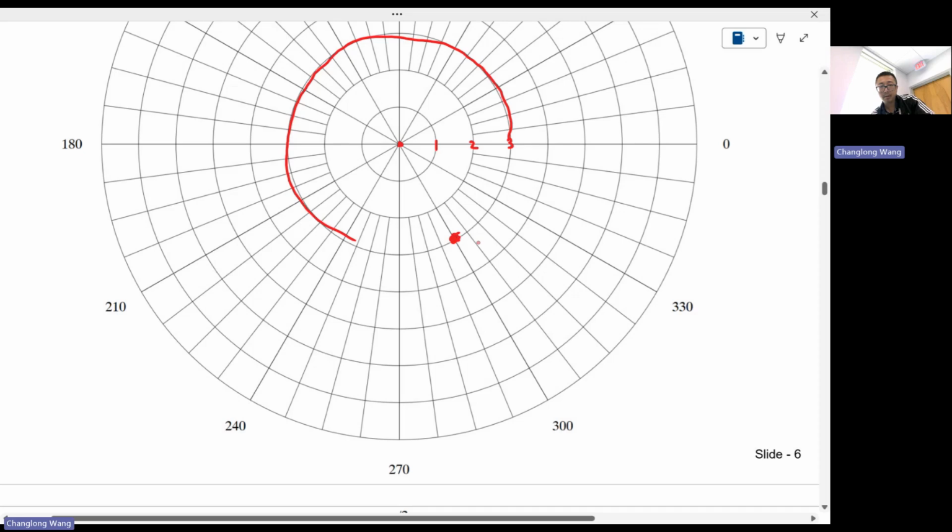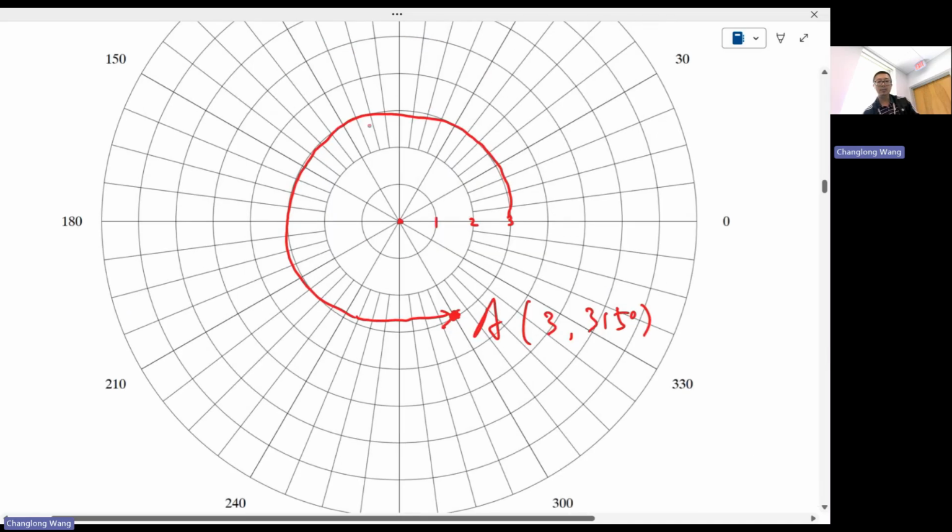Let's call that point A. It has a distance of 3 units and an angle of 315 degrees. And by angle, I mean it's starting from the polar axis going all the way around. This big angle is 315 degrees, just so you know.